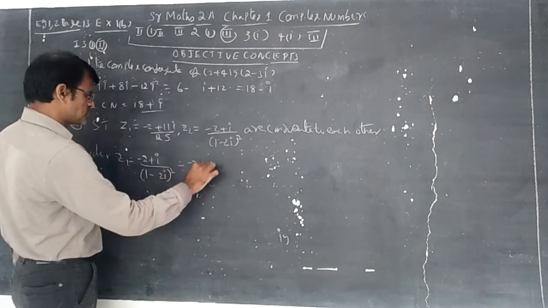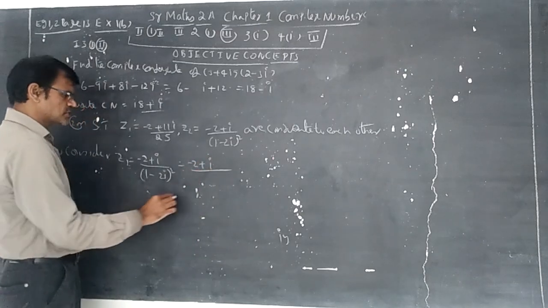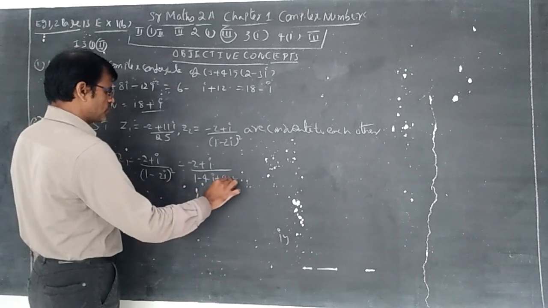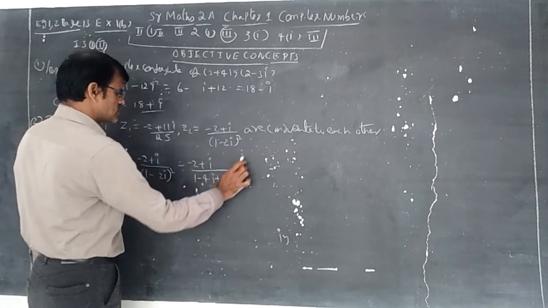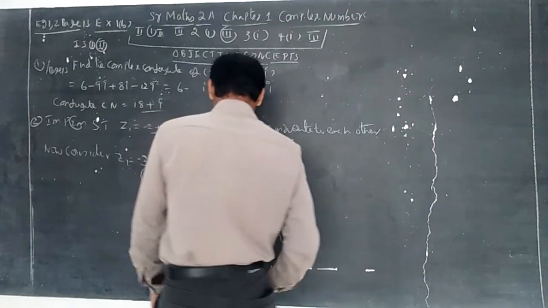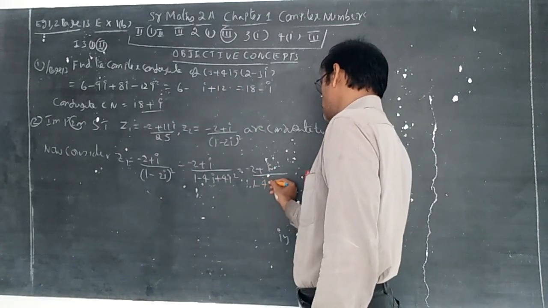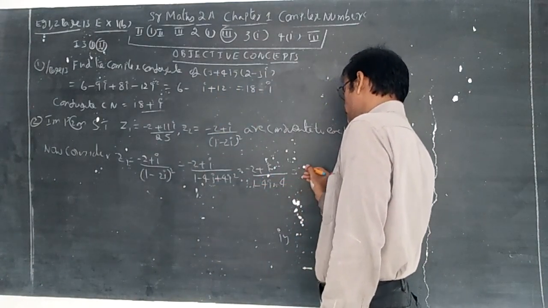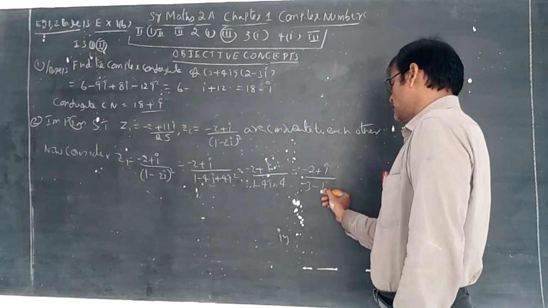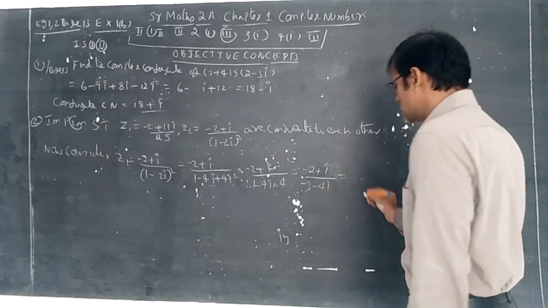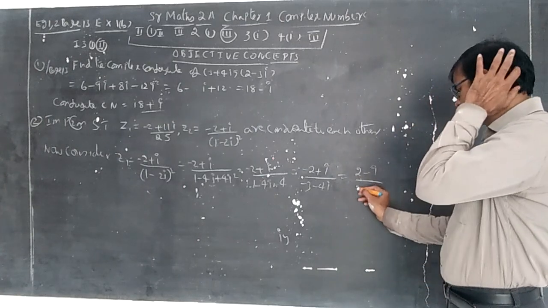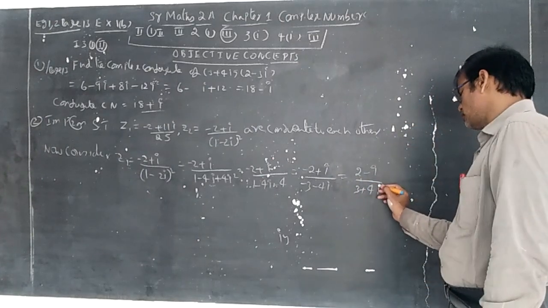Consider Z2 is equal to (minus 2 plus i) by (1 minus 2i) whole square. That is equal to minus 2 plus i by, using the a minus b whole square formula, 1 minus 4i plus 4i square. So minus 2 plus i by 1 minus 4i minus 4, that is minus 2 plus i by minus 3 minus 4i. With minus 1 multiplied to numerator and denominator, you get 2 minus i by 3 plus 4i.